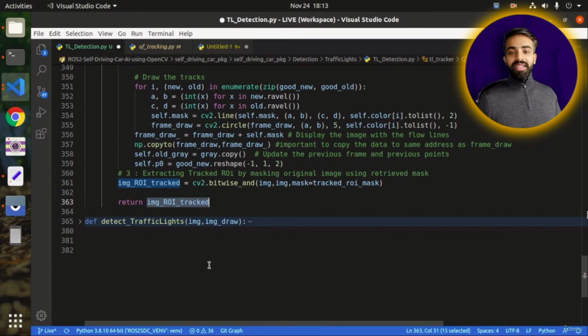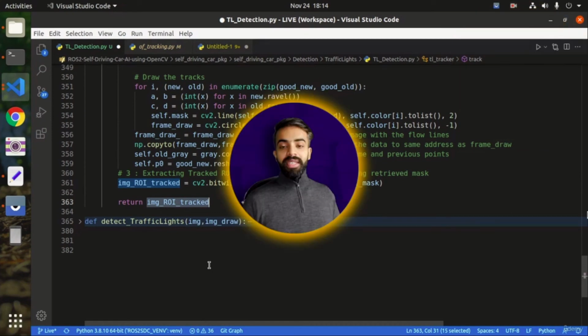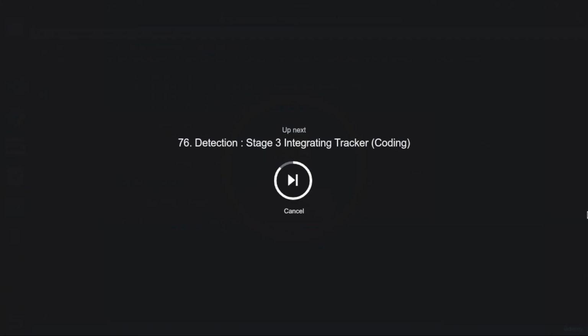So this completes our new child class, that is the traffic light tracker, that will be used to track the traffic light once it has been confirmed to be one. So let's connect it to our whole mechanism and see the results. Perform detection and then retrieve the state of the traffic light. Now we incorporate the tracking process once we have a confirmed detection.